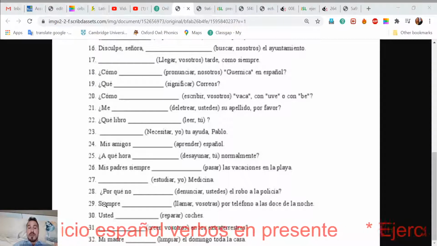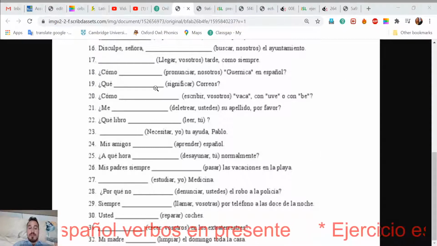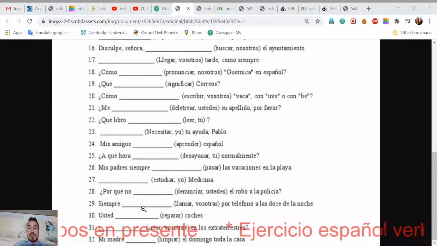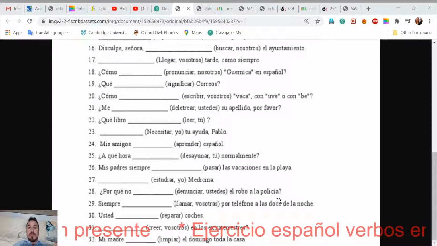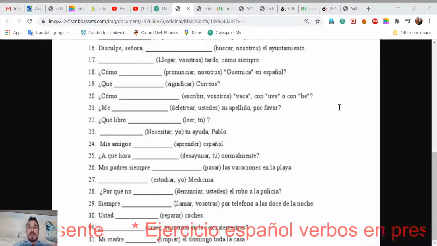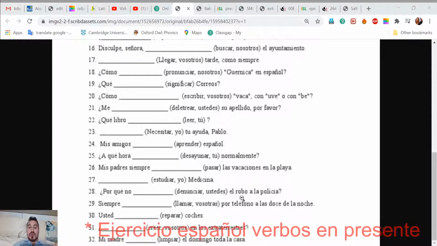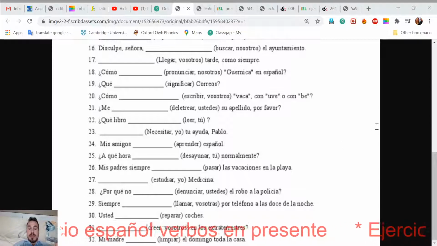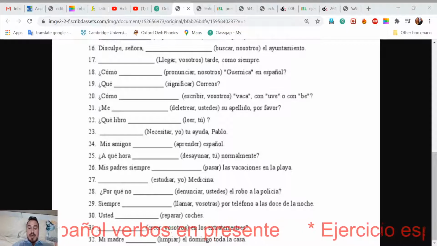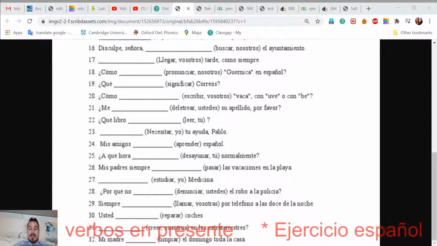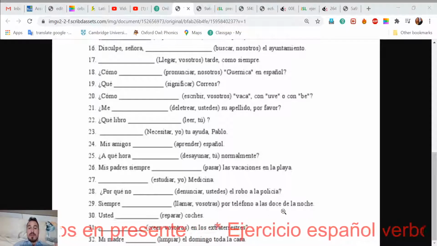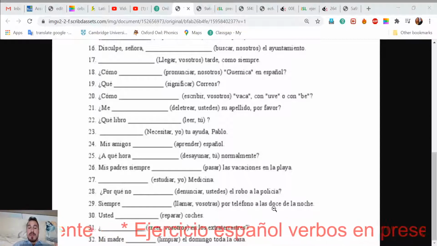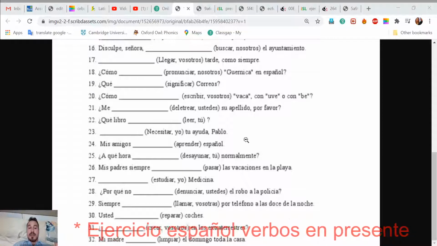28. ¿Por qué no denuncian? So why do you report the theft to the police? Denunciar means to sue or to report, could be both, okay? 29. Siempre llamáis por teléfono a las 12 de la noche. So you always call by phone at 12 at night.